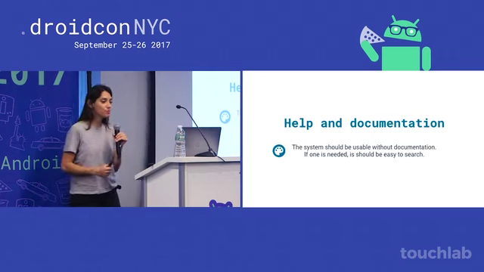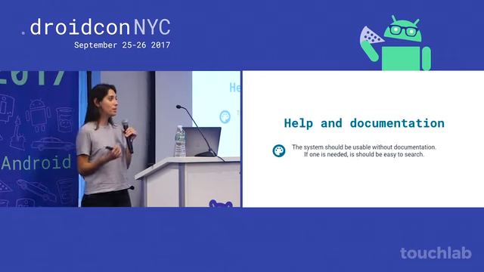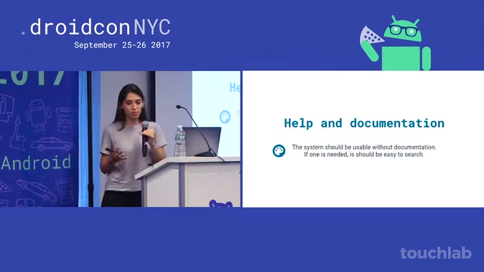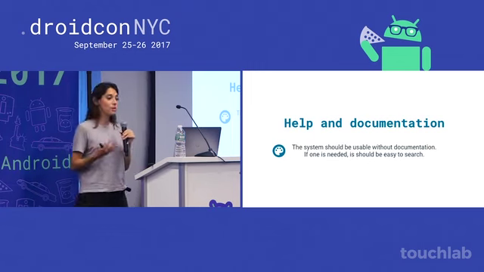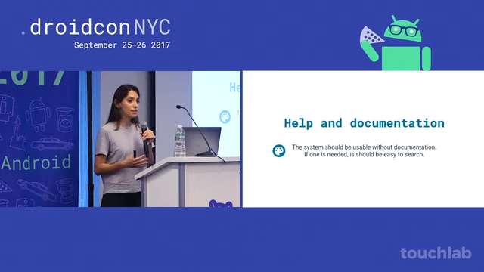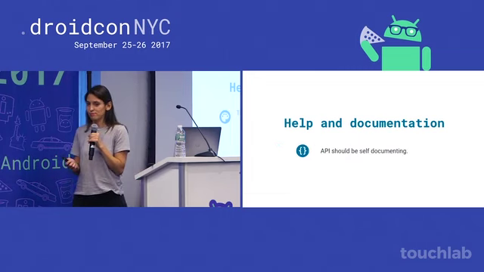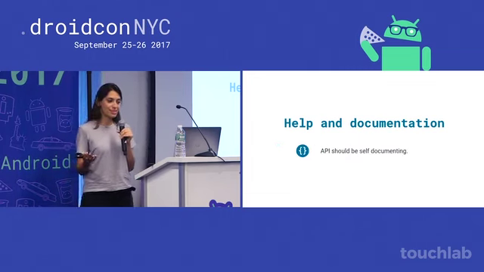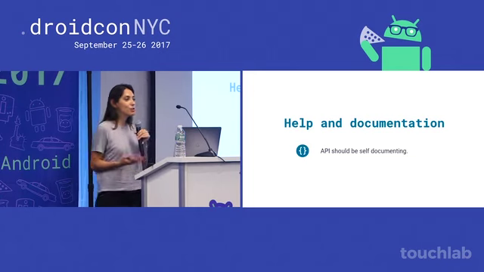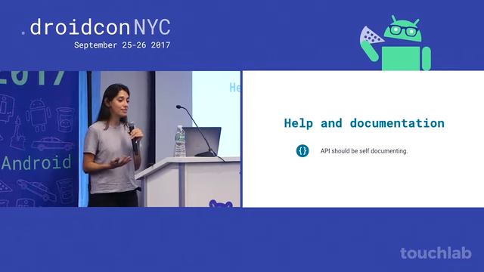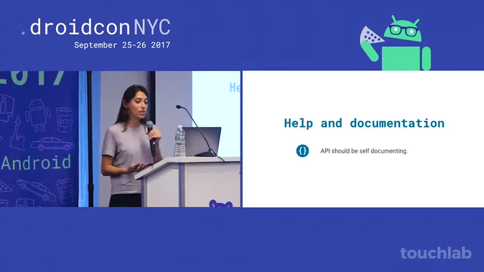Next guideline for the UI is help and documentation. The general rule is that the system should be usable without the documentation. But if indeed you really need one, it should be easy to search. In terms of the API, it should be self-documented. But the thing is that no matter how good an API is, it won't be used without a good documentation.